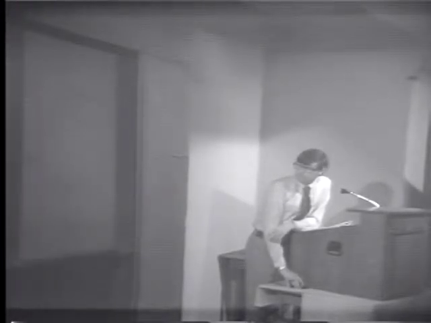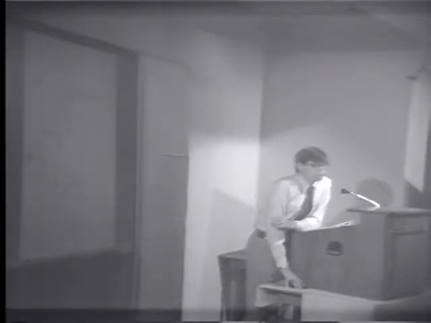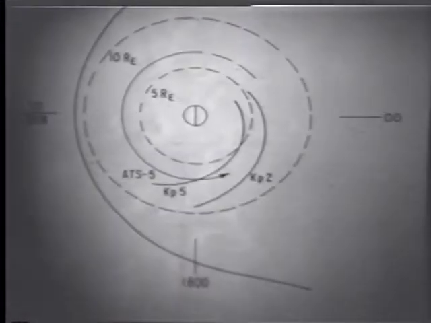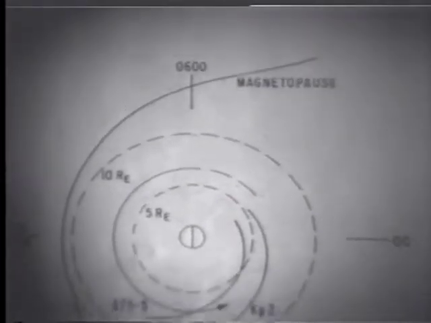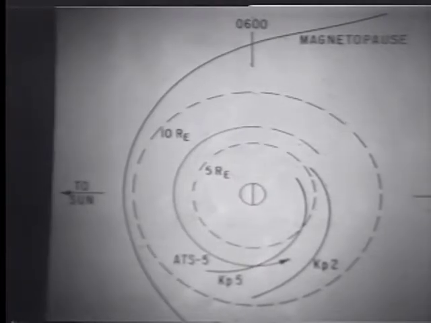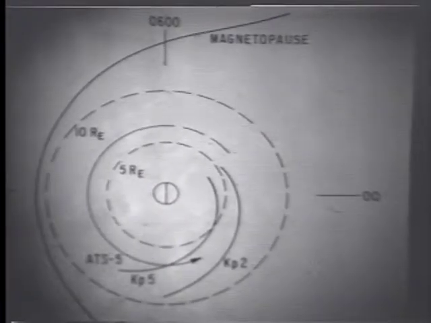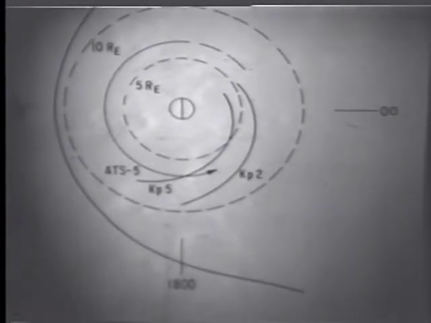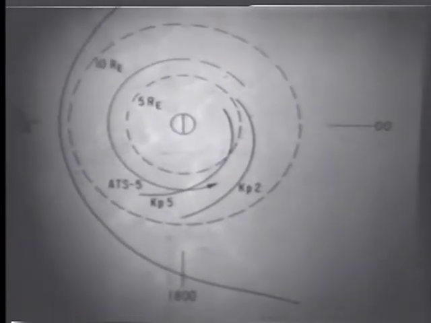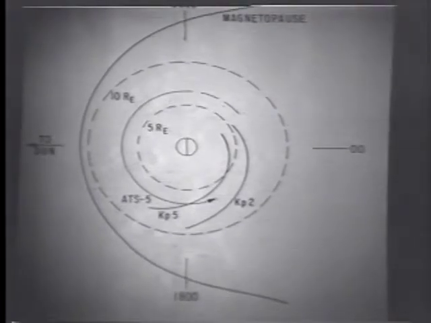And the first thing we'd want to show is where does this hot particle boundary, or let's just call it hot particle boundary. In the dusk sector, it's primarily the ring current around to midnight, and then it's more the plasma sheet from midnight on around toward dawn. Where is it really there, and where is it generally?